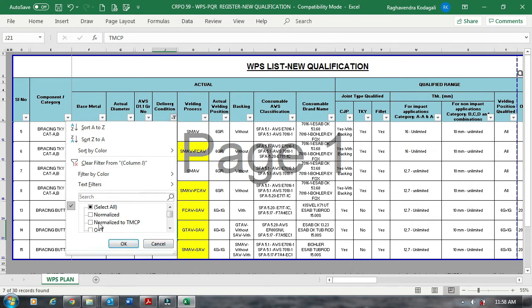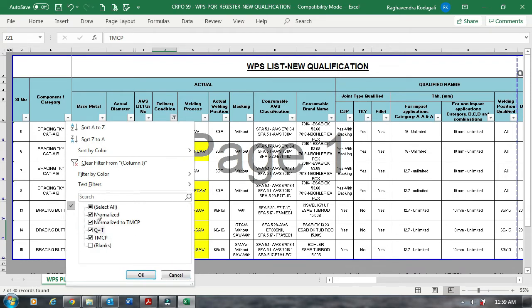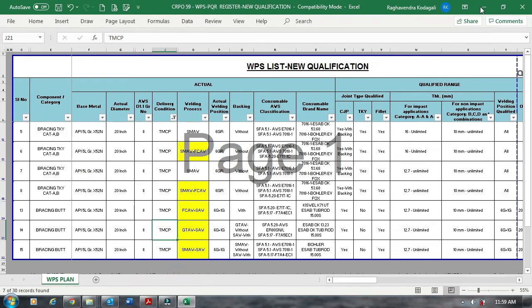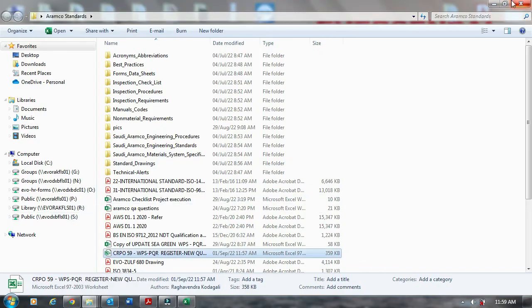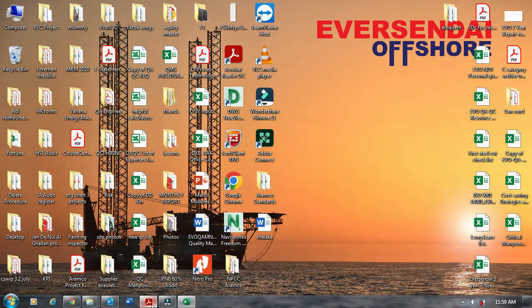But you have to understand the supply condition is important here. The supply conditions for normalized steel, normalized to TMCP, quenched and tempered steel, and TMCP, all kinds of supply conditions will be important during the welding qualification. So, apart from that, let's go back to our.